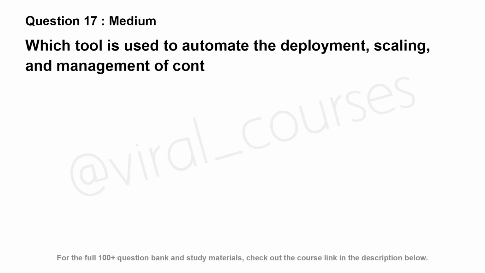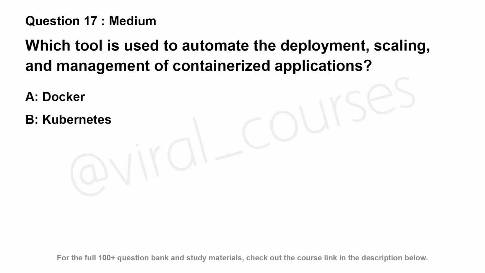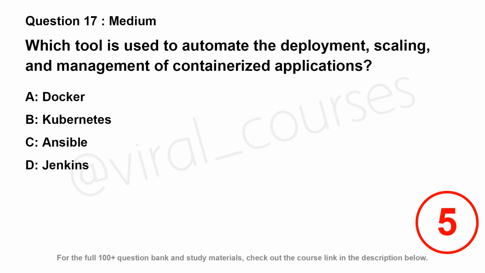Which tool is used to automate the deployment, scaling, and management of containerized applications? Option A, Docker. Option B, Kubernetes. Option C, Ansible. Option D, Jenkins.